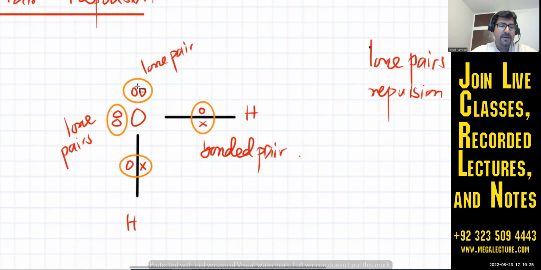So because lone pairs are really close to the atom, and bonded pairs are slightly further away because they're attracted by another atom, they're further away. That's why the amount of repulsion that they can exert decreases.